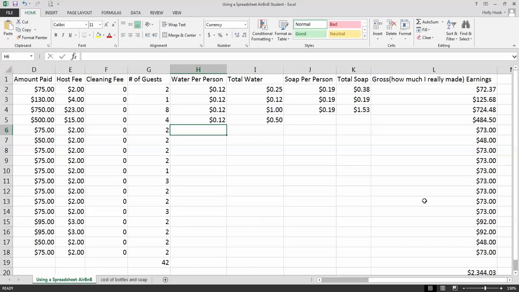So this is a little reminder and tutorial on how to manipulate our data in our Google Sheet.